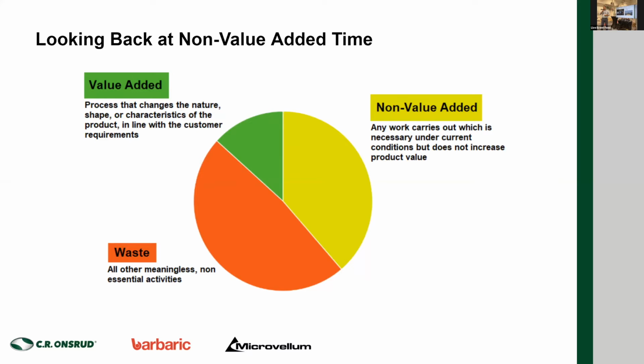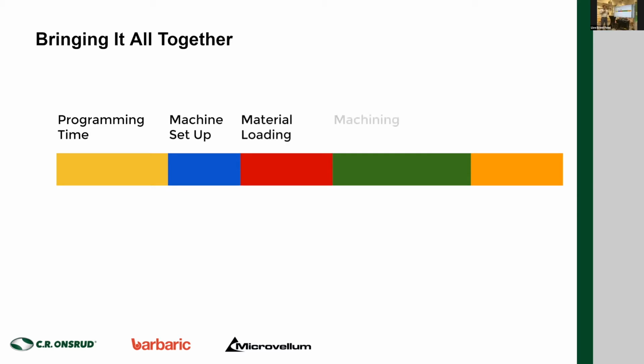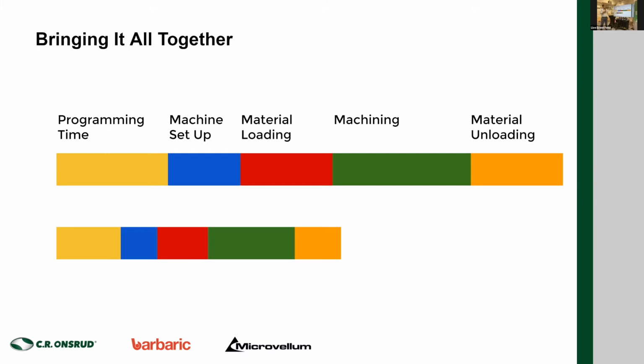So back to the non-value added time. Remember, this is what we're looking at, is reducing that non-value added time, the stuff that you're not getting paid for. And if we bring it all together and we look at programming time, machine setup, material handling, machining, and even unloading material, if we can reduce each of those areas, you get more time to add value.